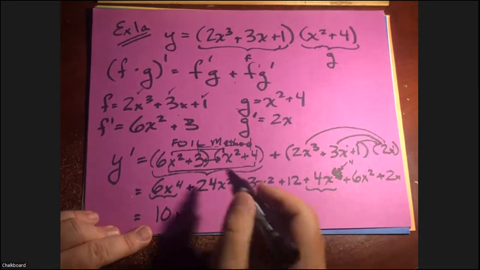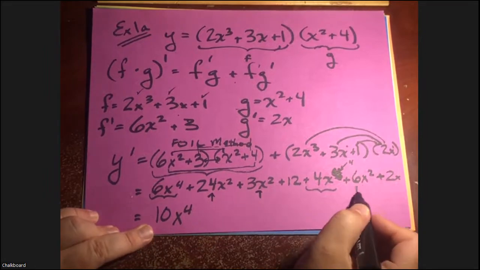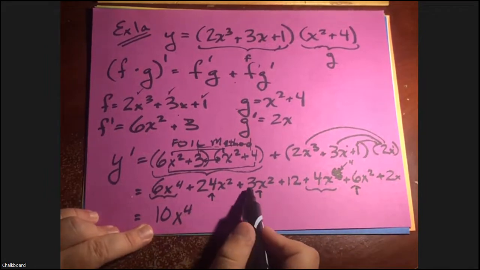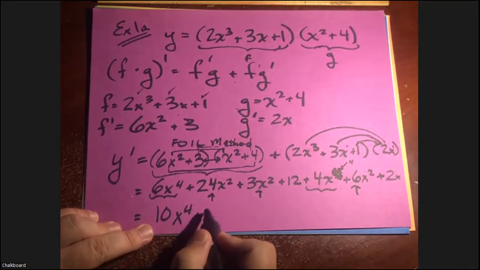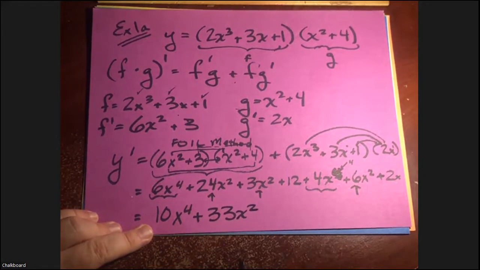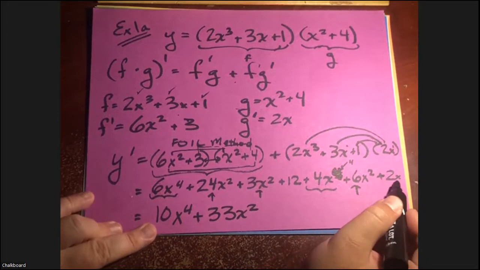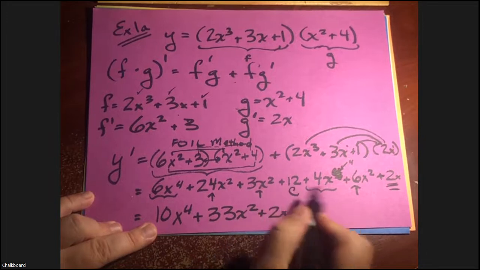However, there are x squared terms. We have this one, and of course this one as well. So it's 24, and 3 makes 27. 6 more makes 33. Last but not last, we do have actually 2 more terms to go. We have an x term, and we have a constant term.